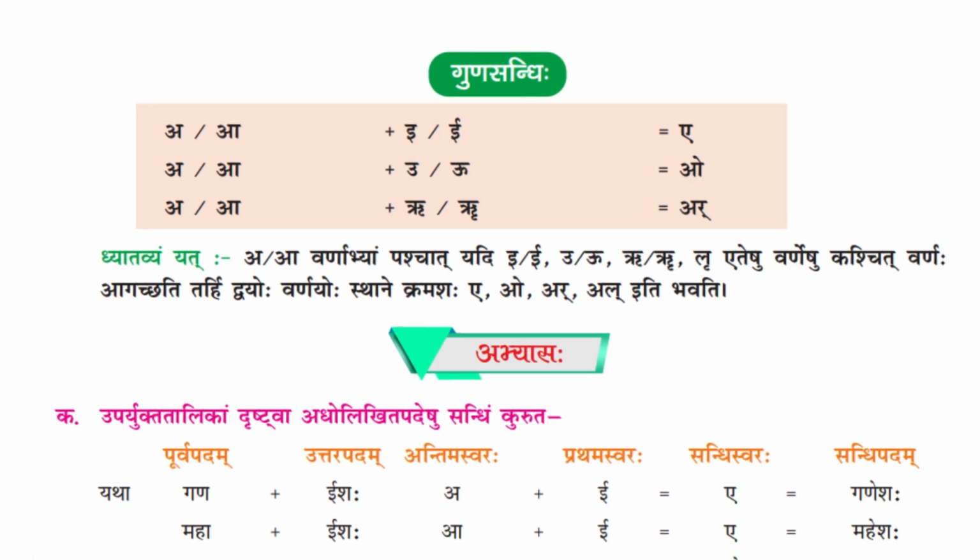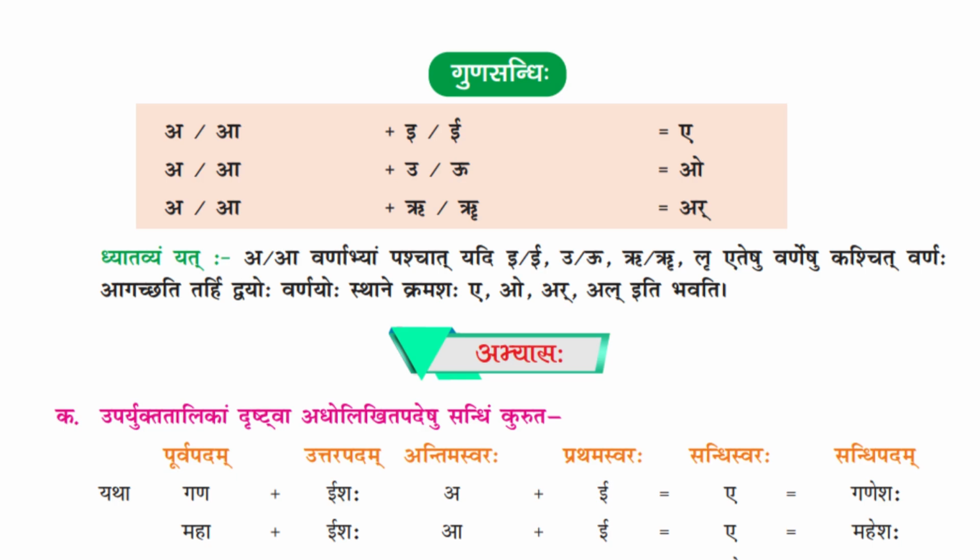Gunasandhi has 3 rules. We write the swaras in this order: a, e, u, r. If we check, when we add a to the next 3 swaras in that order, it is Gunasandhi, and we get the next composite swaras as the answer.